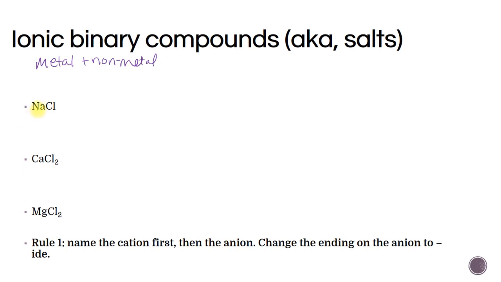The formal name of this stuff, it's pretty easy. You name from left to right on the periodic table, and sodium's all the way on the left. So we're going to name sodium first. And then this is chlorine, and just like in the binary covalent, that becomes IDE, so chloride. This one's calcium. You should remember the elements.